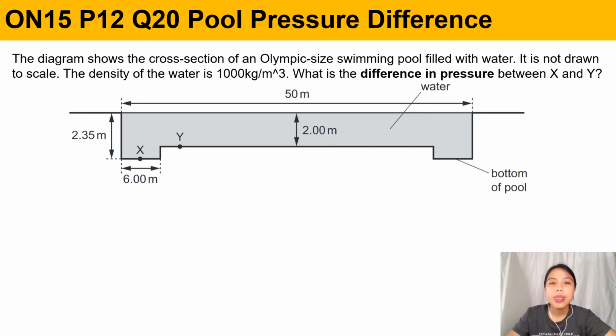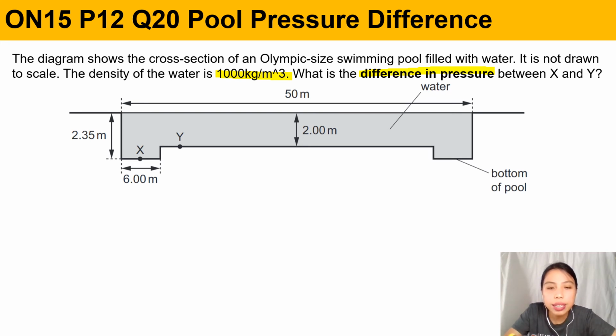So here, we're back to the swimming pool. We have a diagram, a cross-section of an Olympic-sized swimming pool with water. Diagram not drawn to scale. Okay, good to know. The density of water is 1,000 kilograms per meter cubed. And what is the difference in pressure between X and Y? Where is X and Y? Take a look.